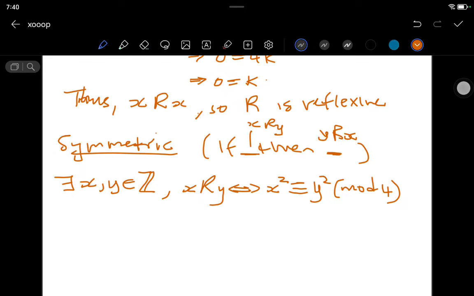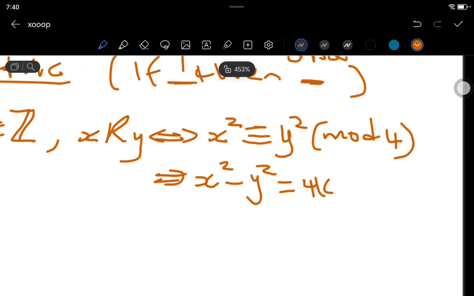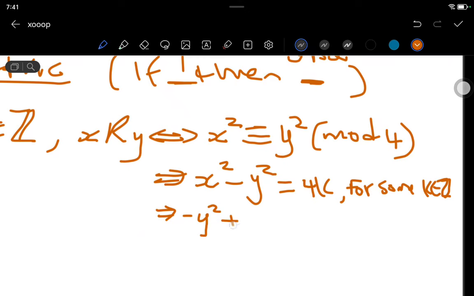Remember, after applying the definition, this means x squared minus y squared equals 4k for some k element of the integers. For us to prove that something is symmetric, we commute these two, then we factor out the negative after commuting.